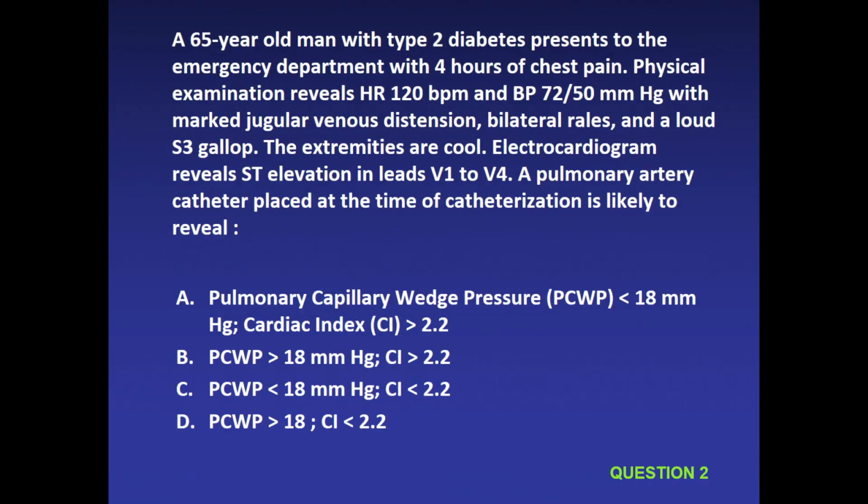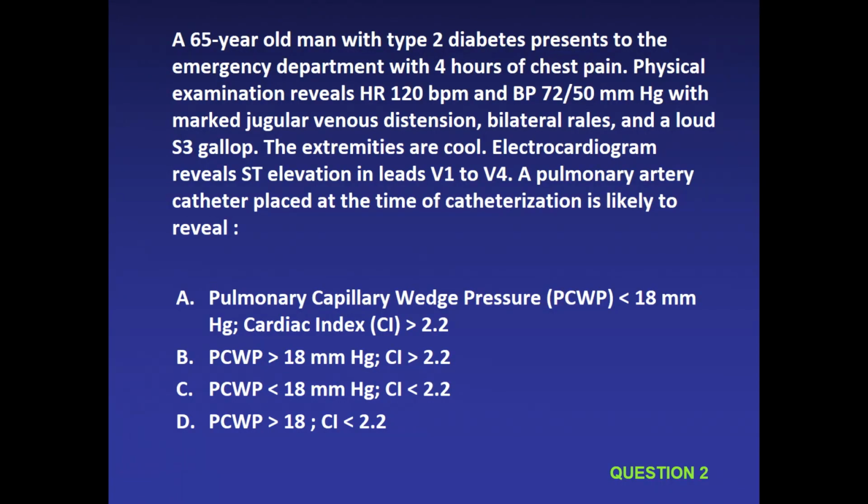Second question. A 65-year-old man with type 2 diabetes presents to the emergency department with 4 hours of chest pain. Physical examination reveals a heart rate of 120 beats per minute, blood pressure of 72/50 with marked jugular venous distension, bilateral rales, and a loud S3 gallop. The extremities are cool. Electrocardiogram reveals ST segment elevation in leads V1 to V4.